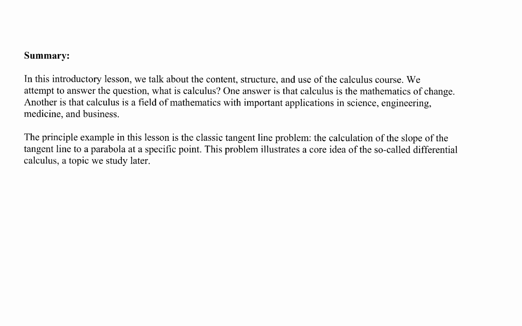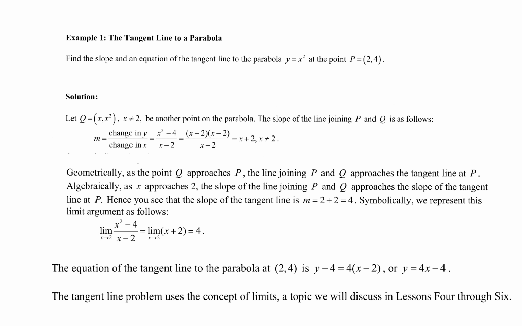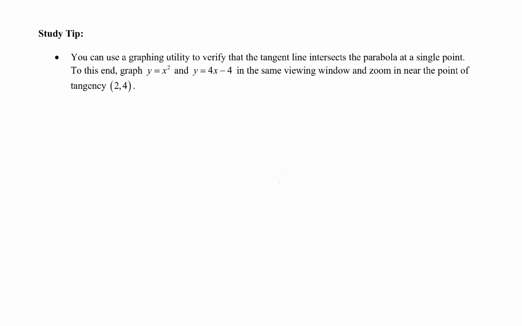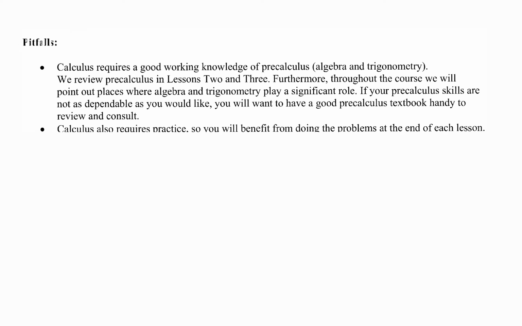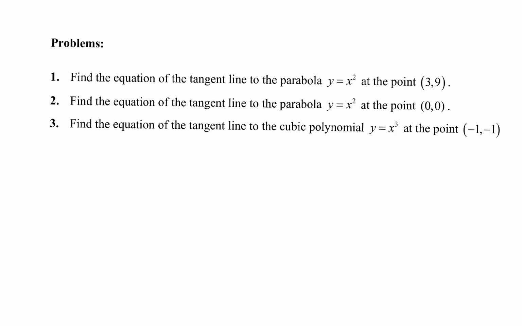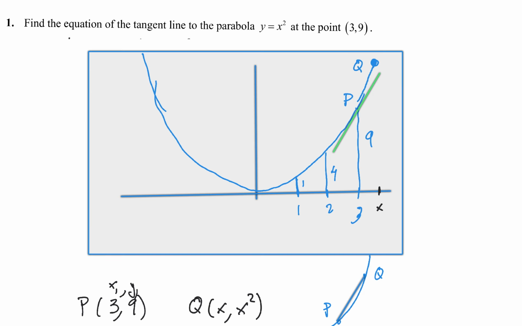You can read the summary and this problem, and let's go directly to the problems proposed here. The first problem says: find the equation of the tangent line to the parabola y equals x squared at the point 3, 9. So let's find the equation of the tangent line to this function, y equals x squared.